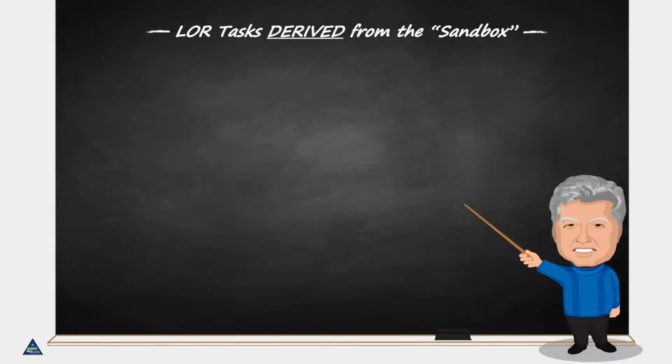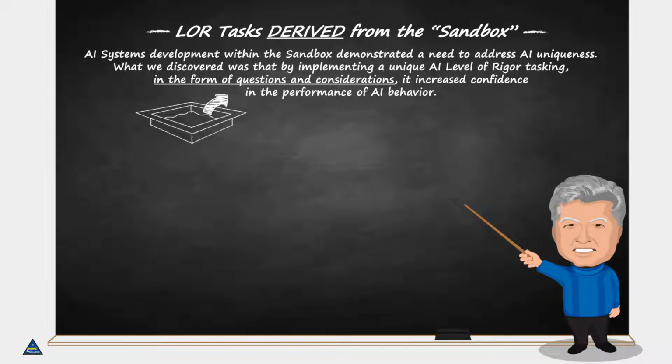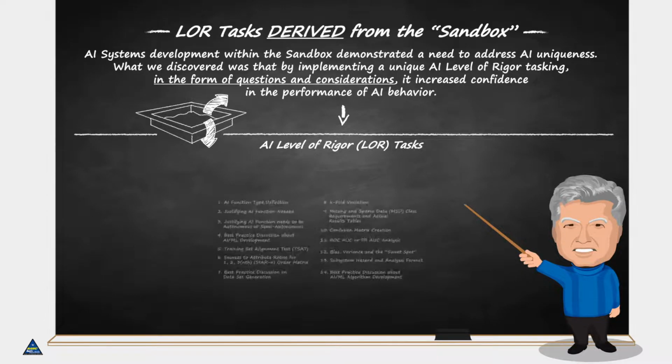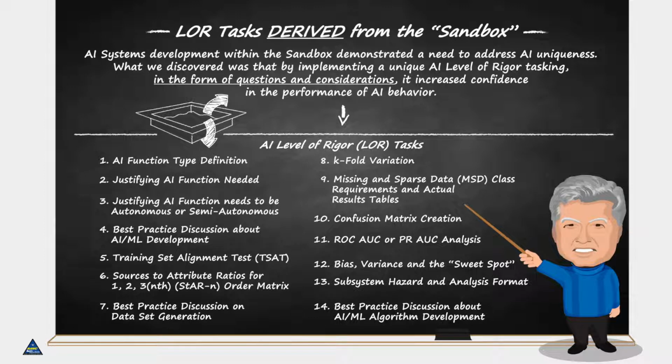Now it's time to actually talk about the level of rigor tasks. All these tasks were derived from those two autonomous systems we just previously talked about. As Ken mentioned, there's a real challenge with ensuring that AI and autonomy can be trusted to perform as expected. And that challenge comes from having confidence in the development of the artificial intelligence within a system. That's why this whole series is focused on understanding AI development within a system. So let's get into the 14 levels of rigor that were derived from working within the sandbox environment.